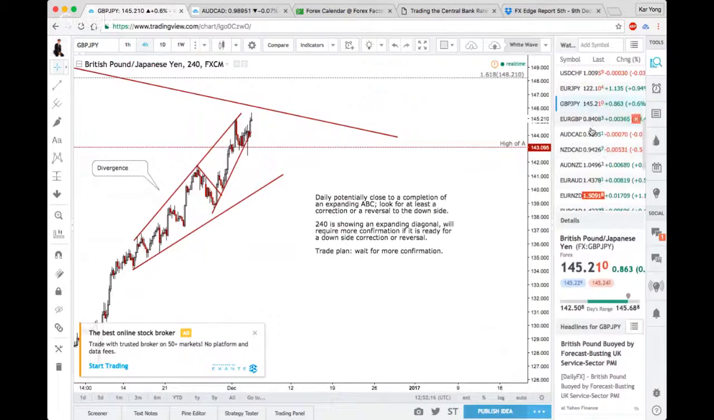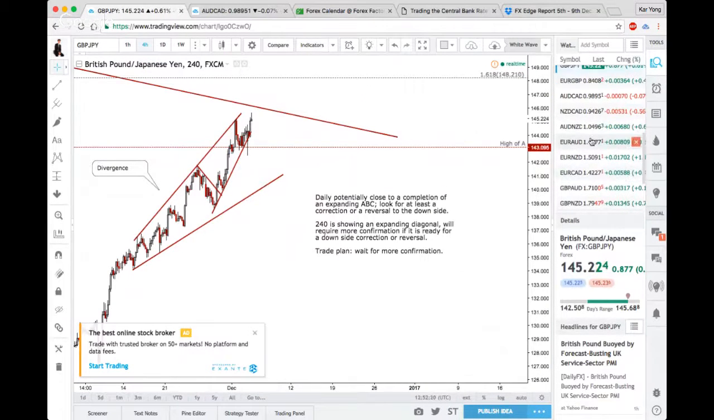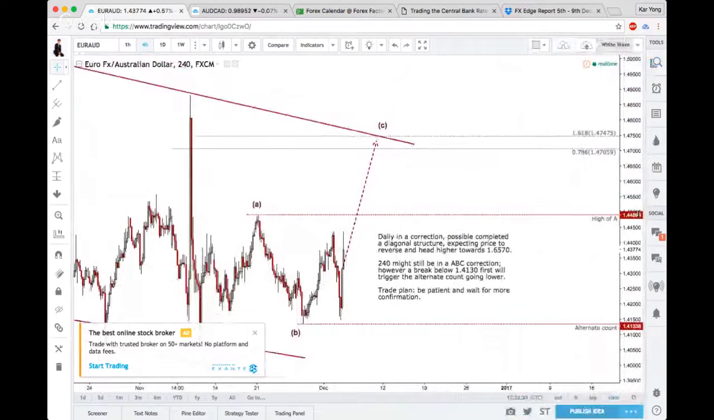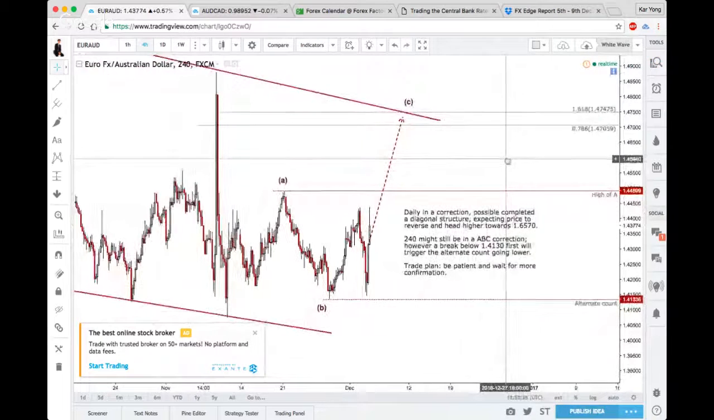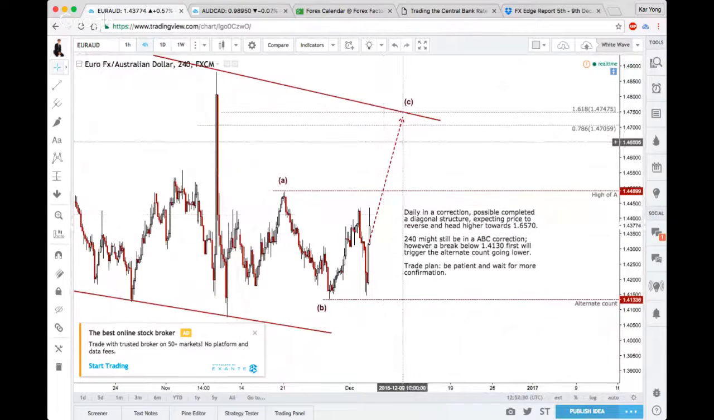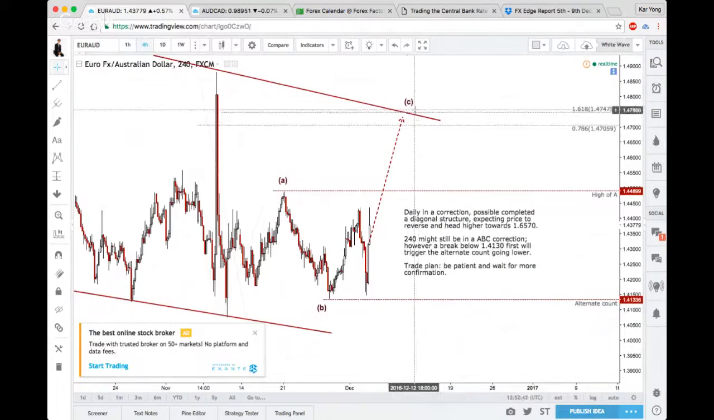All right, so that's for the yen pairs. Looking at some of the crosses, right? Euro Aussie and Euro Kiwi. Right, Euro Aussie, there's still some room for it. We are expecting it to go all the way back up to 1.47. From here to 1.47, you have some opportunity that you can take a trade. And once it hits 1.47, we are expecting it to go another move towards the downside.